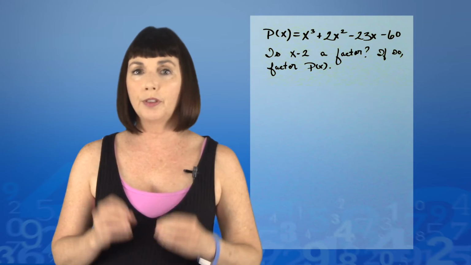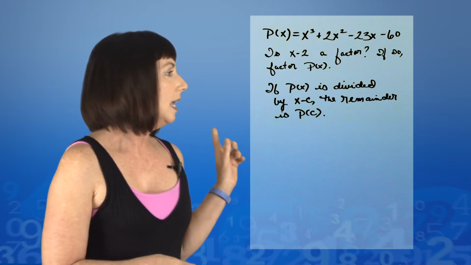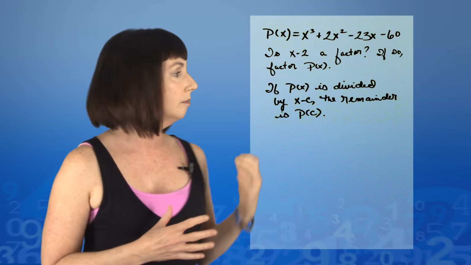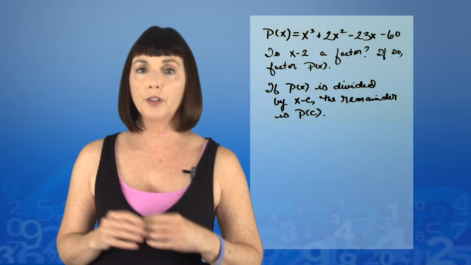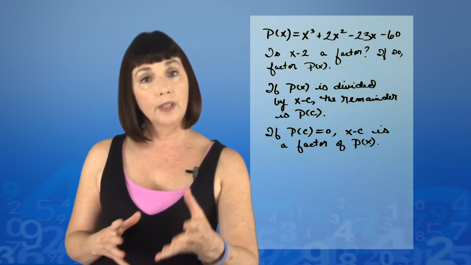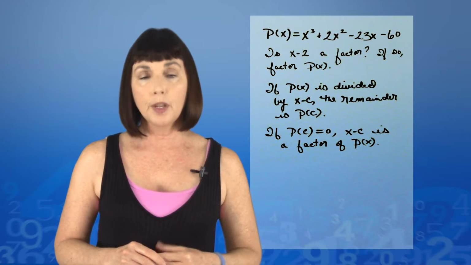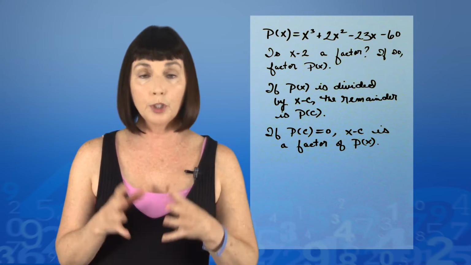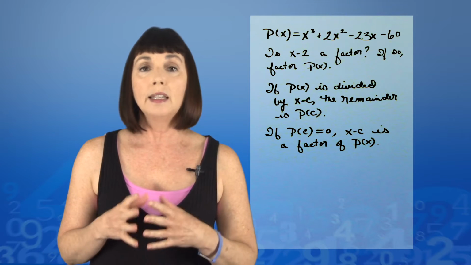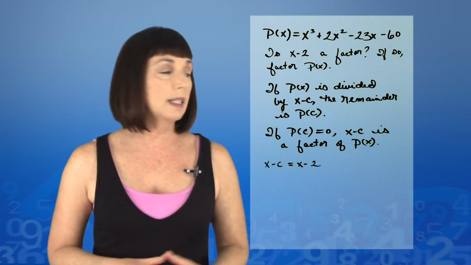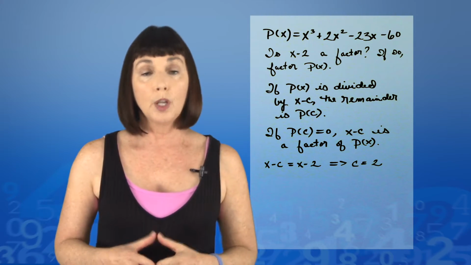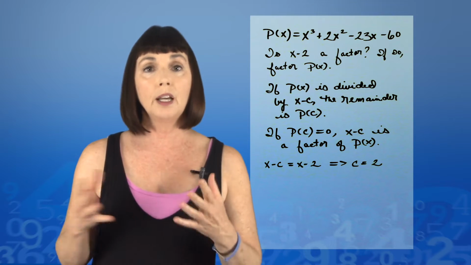All right, the remainder theorem tells us that if P of x is divided by x minus c, then our remainder will be P of c. And the factor theorem tells us that if P of c is equal to 0, then x minus c is a factor. So let's start with the remainder theorem to determine if x minus c is a factor of this polynomial. Now, in our case, x minus c is x minus 2. Therefore, c is equal to 2. So now we have to calculate P of 2.